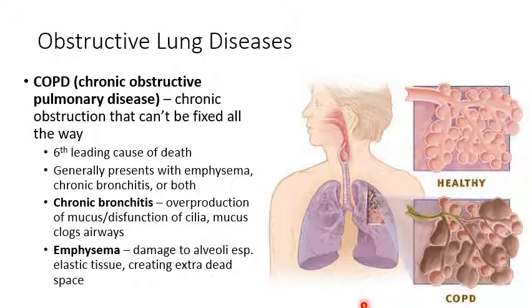Then the chronic bronchitis part is basically producing too much mucus or having trouble clearing the mucus, which you could have trouble clearing if your cilia are not working right. And then you end up having mucus clog the airways, as shown here. So the mucus forms an obstruction in those airways. The emphysema, of course, actually contributes to restrictive disease as well, since it damages elastic tissue. But overall, this is obstructive. Both those conditions are caused by smoking.